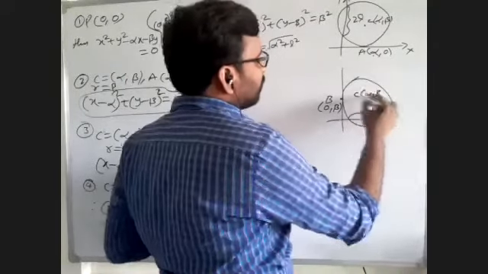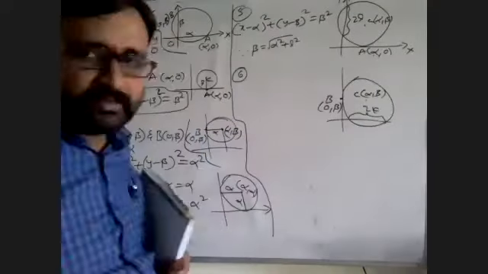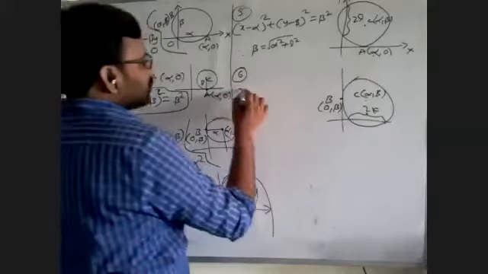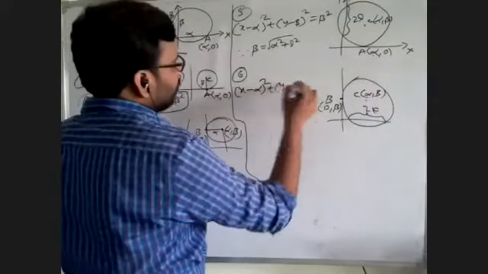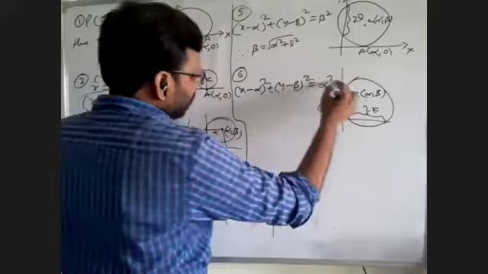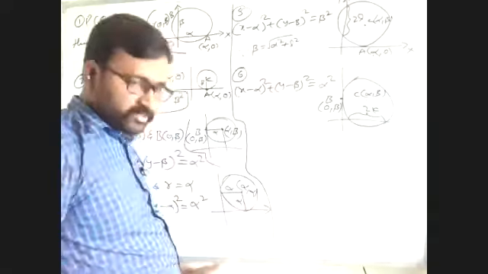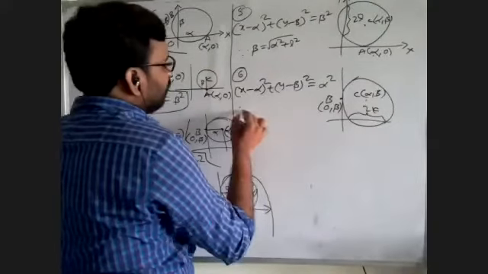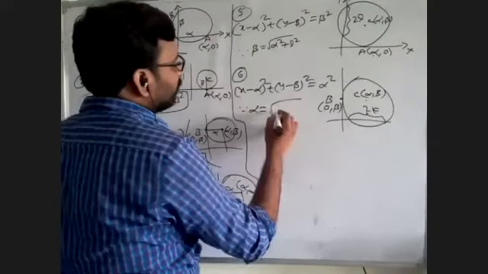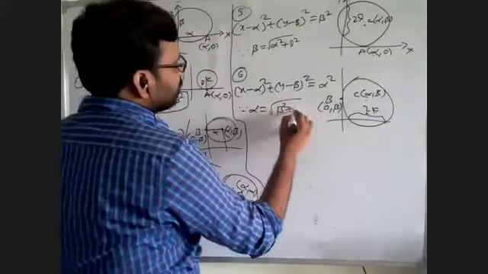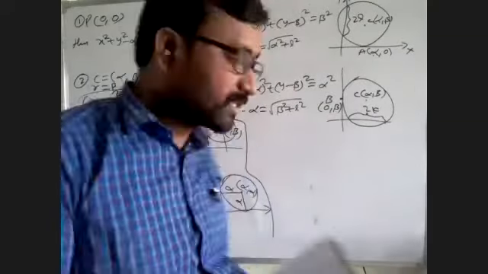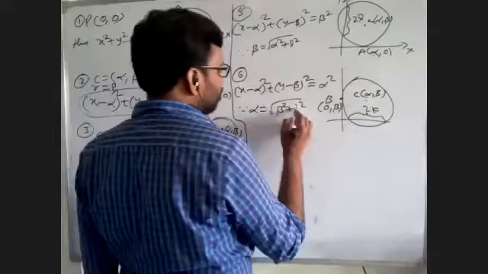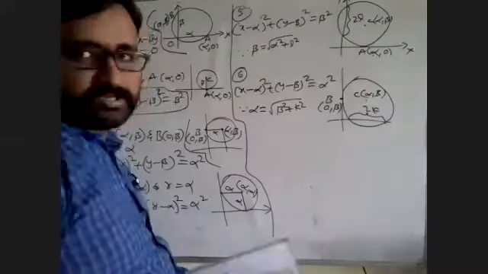Alpha comma beta is the center. Here alpha is not given. The circle equation is what? (x minus alpha) whole square plus (y minus beta) whole square is equal to alpha square. What about alpha? Alpha is equal to root over beta square plus k square. Here it is given in terms of k, right? So this is the formula.